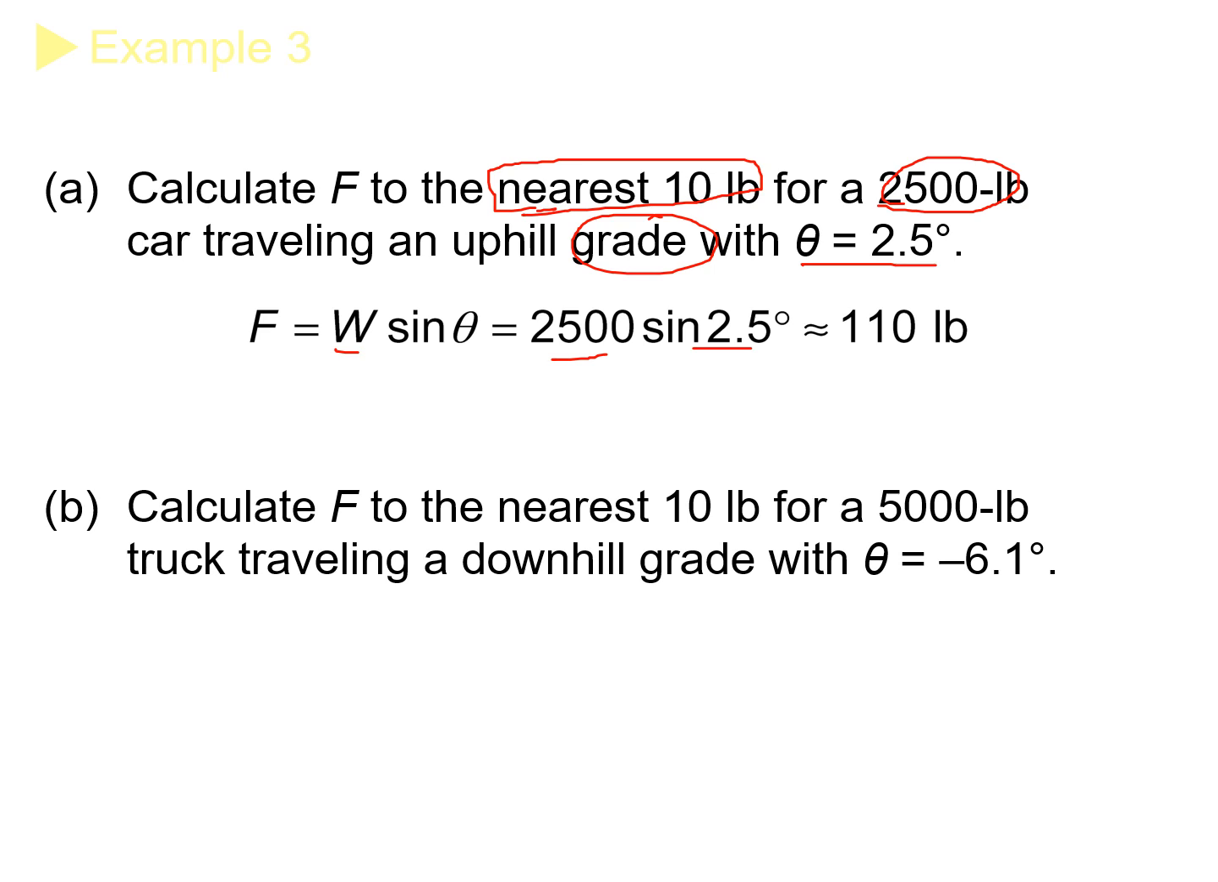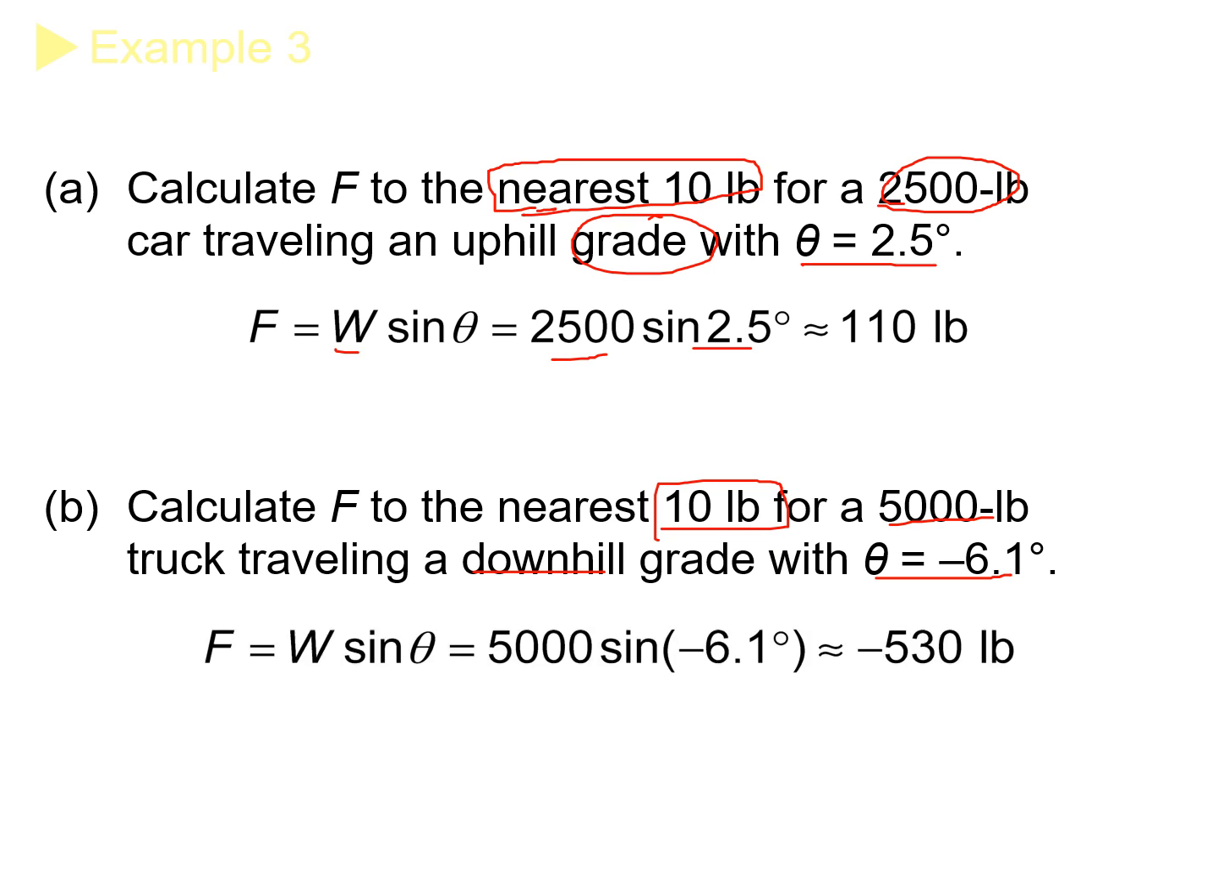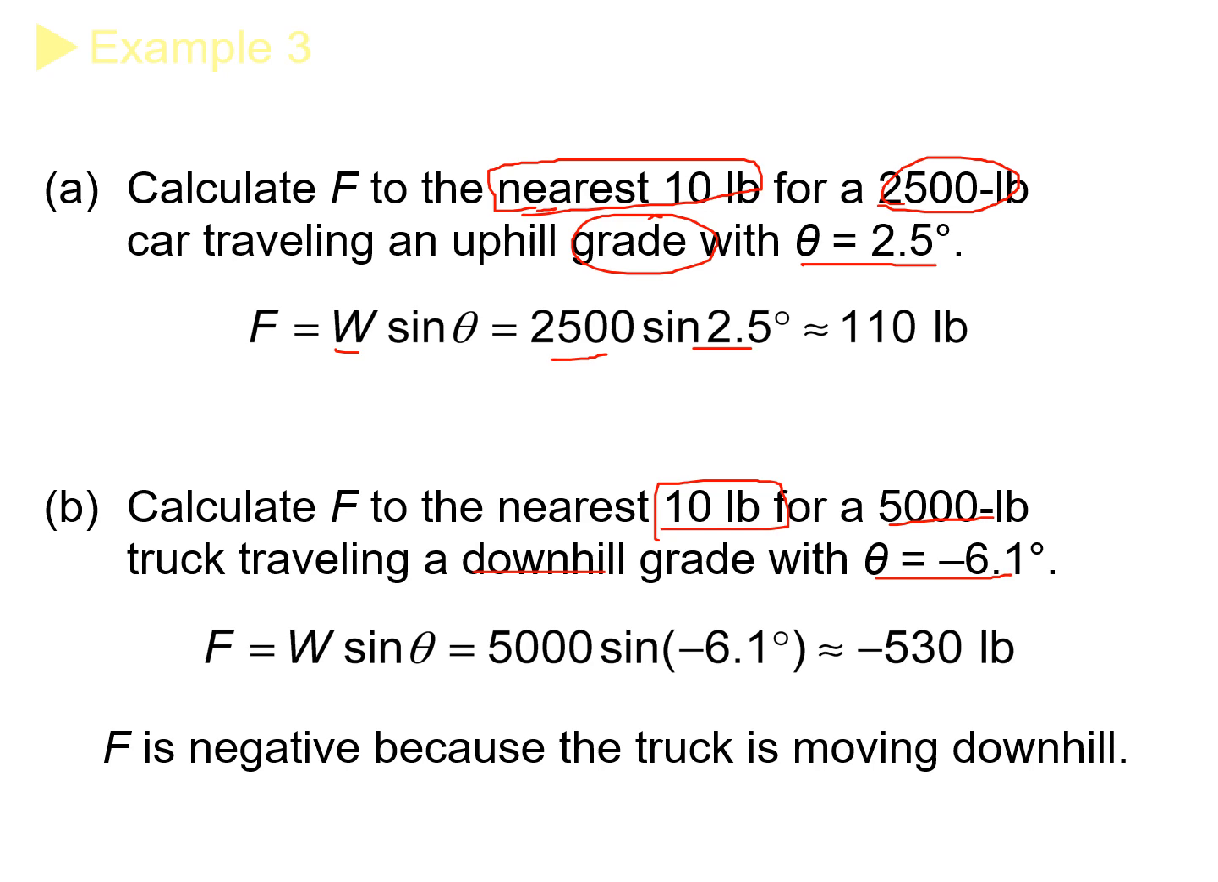Now suppose I want to calculate F to the nearest 10 pounds again, for a 5,000 pound truck traveling with a downgrade of negative 6.1 degrees. This is negative because it's downhill. So same formula, F is W sine theta. That is 5,000 sine of negative 6.1, or negative 530 pounds. And remember, F is negative because it's going downhill.